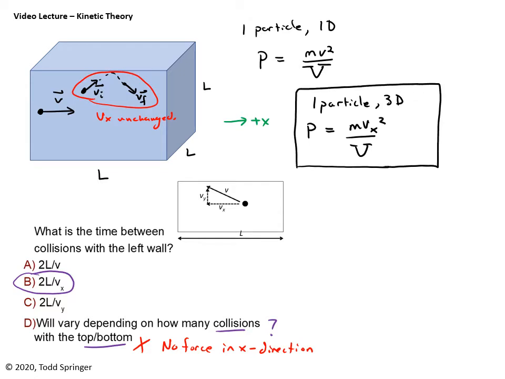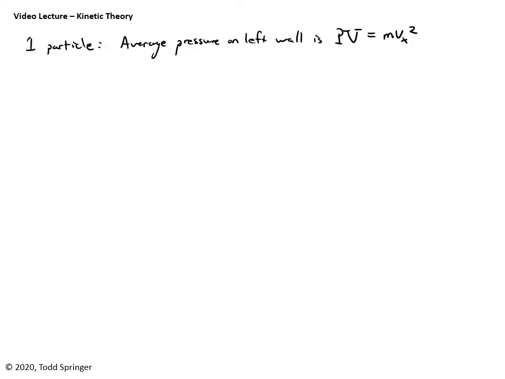Now we need to think about, what if I have multiple particles going around and doing this? How do we generalize it in that case? Okay, so we've thought about now, if I have one particle in the box moving, even if it's moving in all three directions, the pressure that it exerts on the left wall is given by this formula. PV is mvx squared. So again, capital V is the volume, small m is the mass of the particle, and Vx is the x component of velocity. What if I've got two particles?